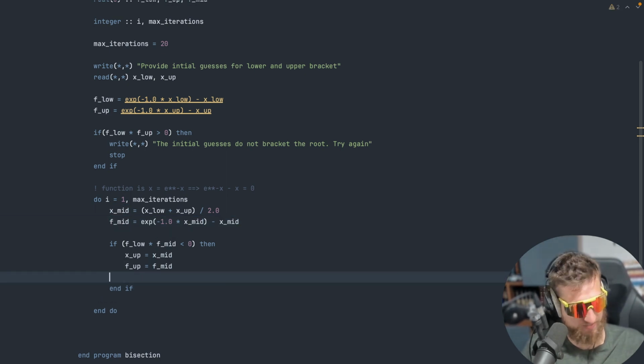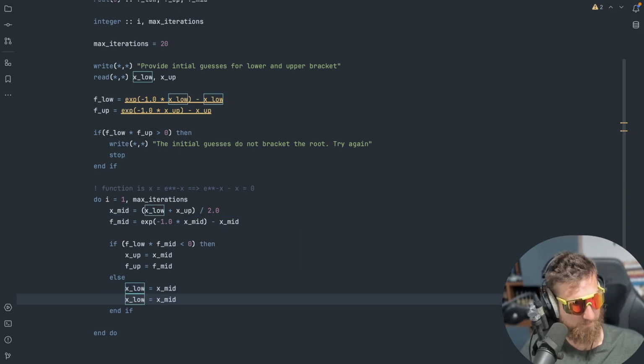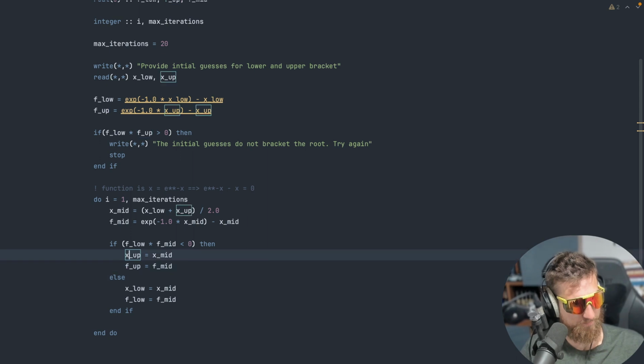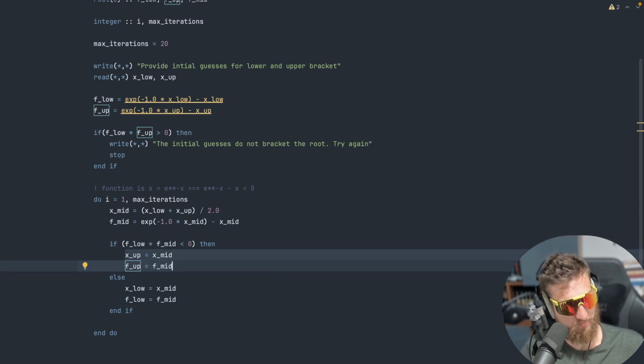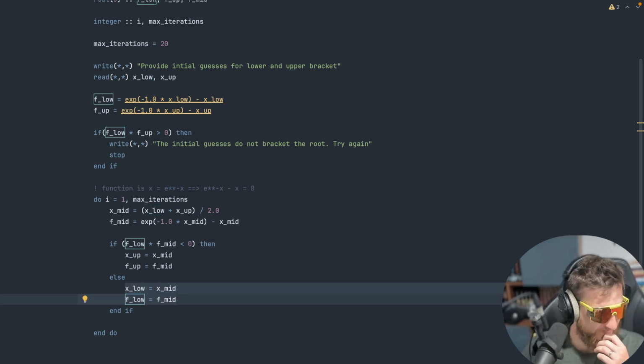So if they're on the same sign, do that. Else, if they're opposite signs, we know that xlow is going to equal xmid. We basically do the opposite, right? So it either brackets, in which case we drag the top down, otherwise it doesn't, so we move the lower up to the midpoint. And that's the algorithm, really.